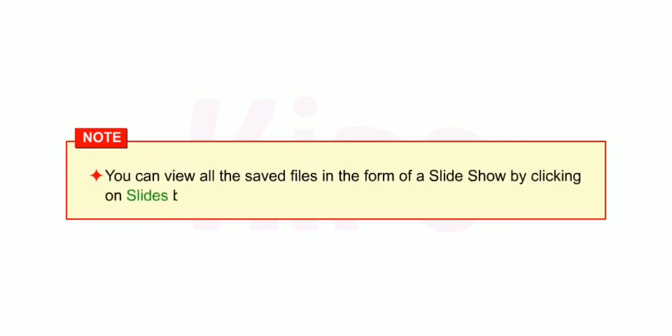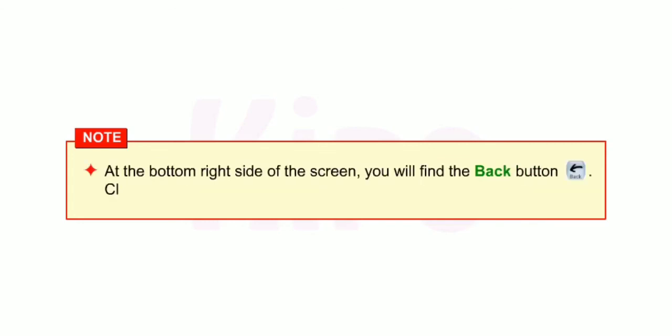Okay students, note some important information. You can view all the saved files in the form of a slideshow by clicking on Slides button. Click on Play button to view the slideshow. The slide view shows every image in the form of a big slide. At the bottom right side of the screen, you will find the Back button. Click on it to go back to the previous window.